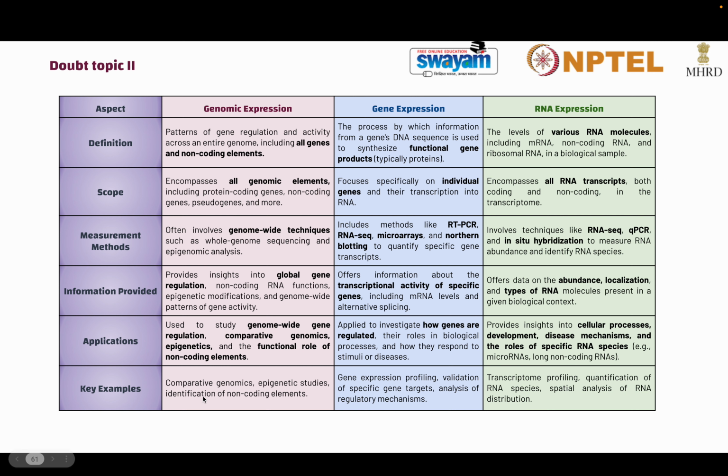Now, examples of genomic expression are comparative genomics, epigenetic studies, and identification of non-coding elements. Whereas gene expression examples are gene expression profiling, validation of specific gene targets, and analysis of regulatory mechanisms. And the examples of RNA expression are transcriptome profiling, quantification of RNA species, and spatial analysis of RNA distribution. So all are the examples of RNA expression.